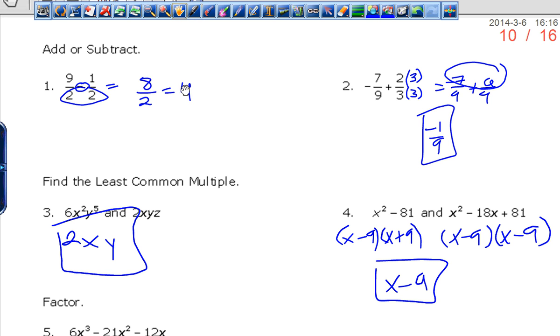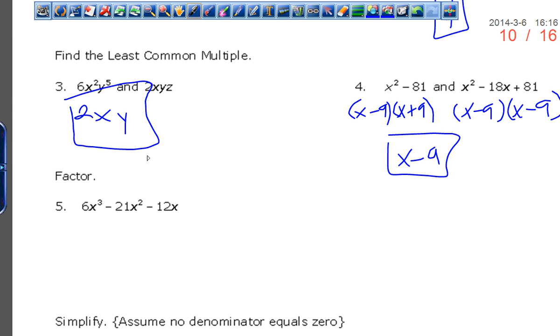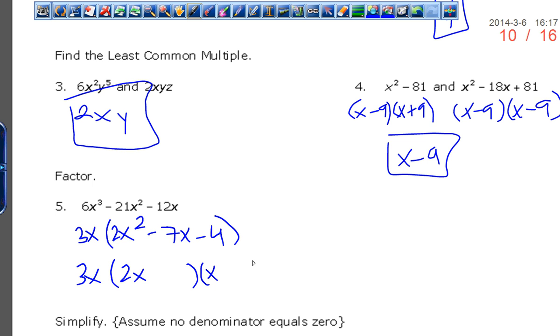Number 5 is just a factoring review. Remember sometimes we'll have to factor stuff before we can do anything else, just like on last night's homework. So we can take out a 3 and an x. I'm left with 2x squared minus 7x minus 4. Then when you do the magic method there, or you can do guess and check, you know 2x times x is 2x squared. We know we got factors of negative 4 that have to add up to negative 7 here, so I'm going to do negative 4 here, positive 1 there, and that's my answer.